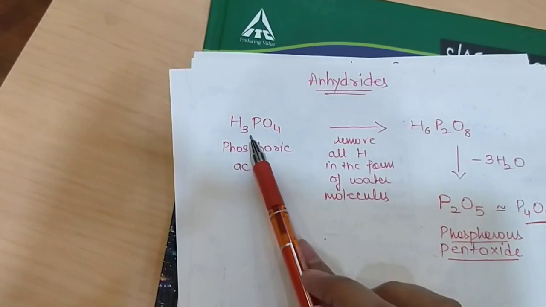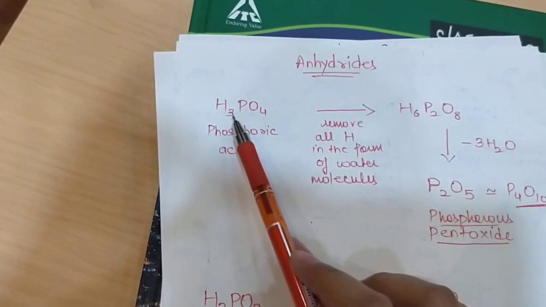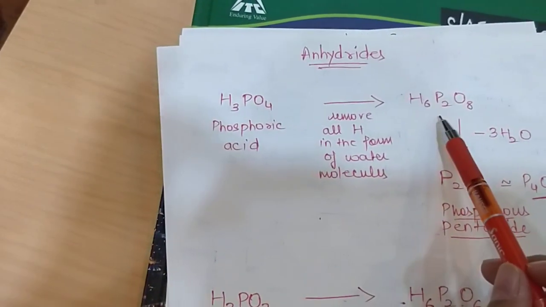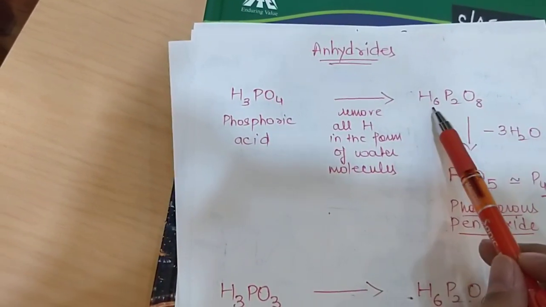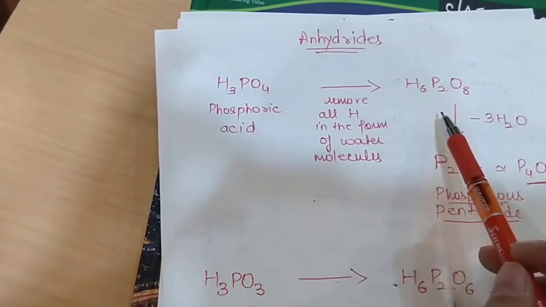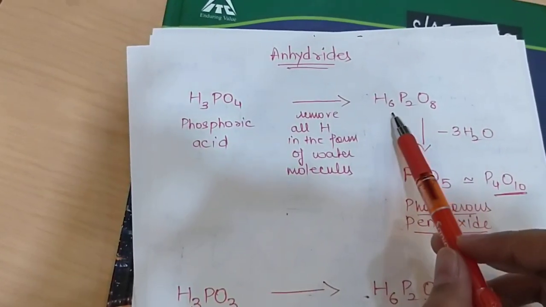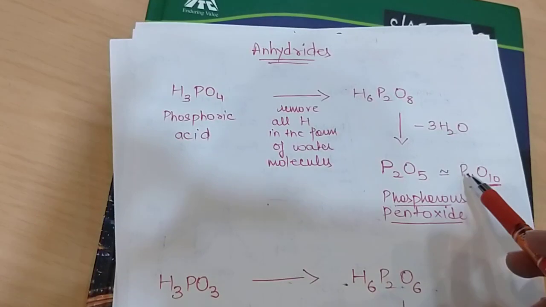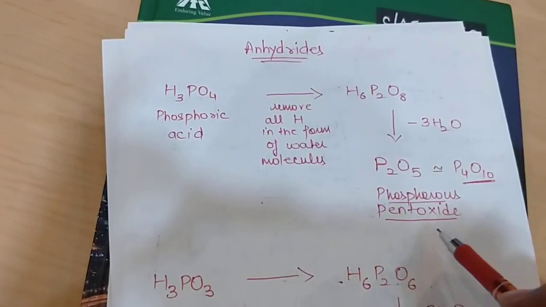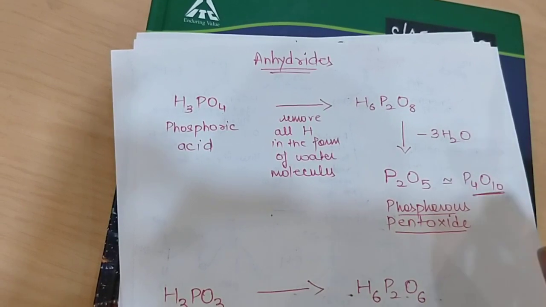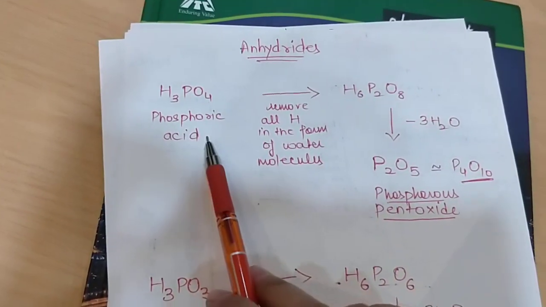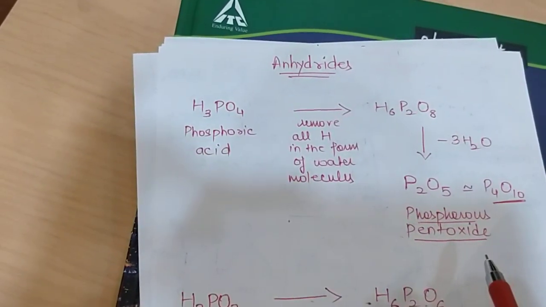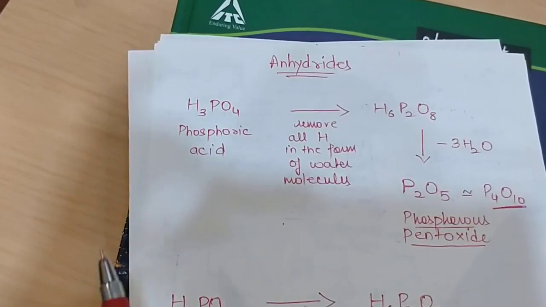For the removal of water molecules, here are 3 hydrogens. If we want to remove them completely, we'll double the formula. Doubling the formula, it becomes H6P2O8, and we'll remove 3 molecules of water. In that way we can remove all the hydrogens. After the removal of 3 molecules of water, what we'll get is P2O5, which is equivalent to a monomer of P4O10, so phosphorus pentoxide is the anhydride of phosphoric acid. This is how we can know the corresponding anhydride of any oxo acid.